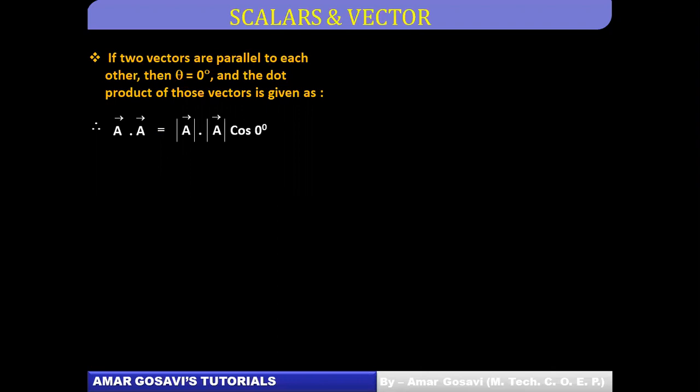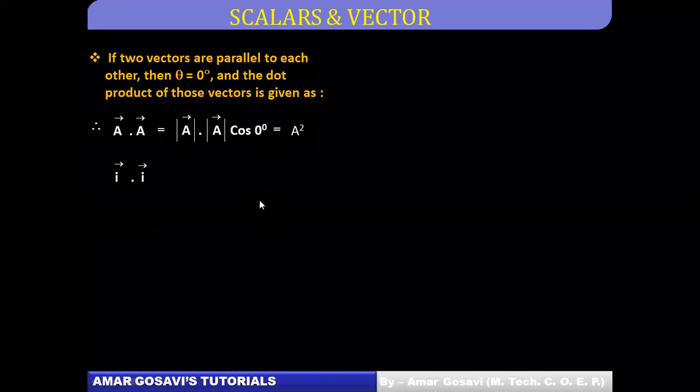Now we all know what cos zero is. Cos zero is 1. So in this case, the dot product a bar dot a bar equals magnitude of a multiplied by magnitude of a multiplied by cos 0. Therefore, it will be a square, because cos 0 is 1 and a into a will be a square. So the self dot product will give you a square straight away.